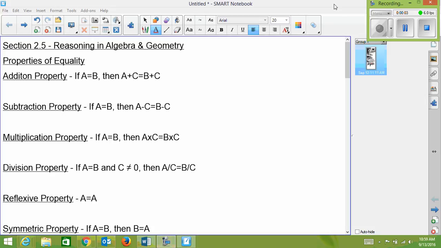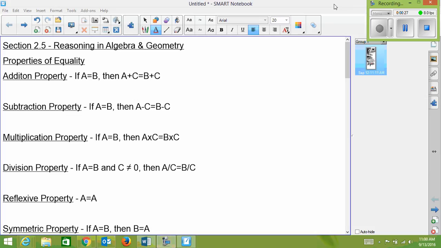Hello and welcome to the video for section 2.5, which is on reasoning in algebra and geometry. The first thing we have to do is go over several properties, and remember that you're going to need to write these properties down on that little cheat sheet that I gave you, because you will need them when we're solving these proofs towards the end of this section.